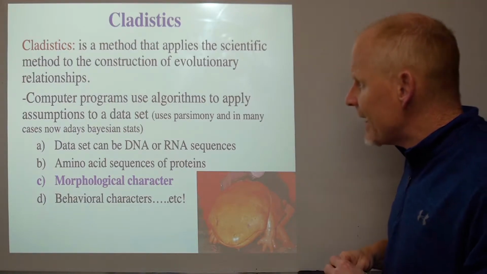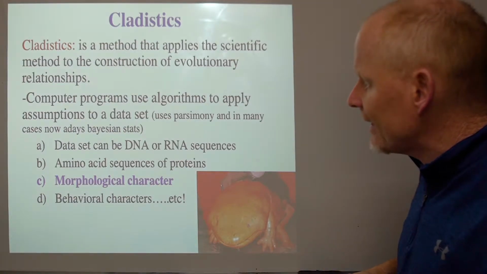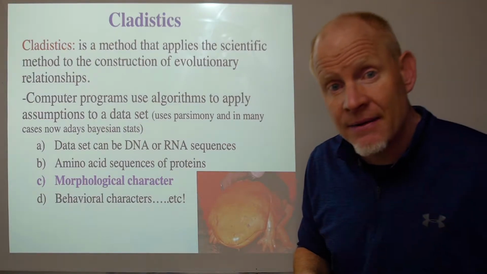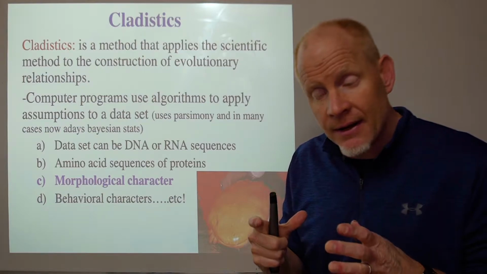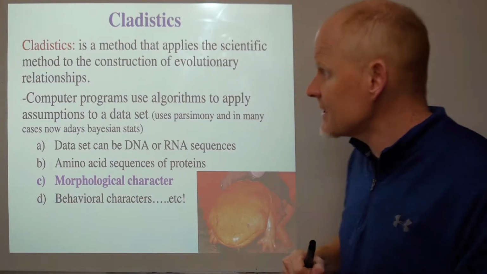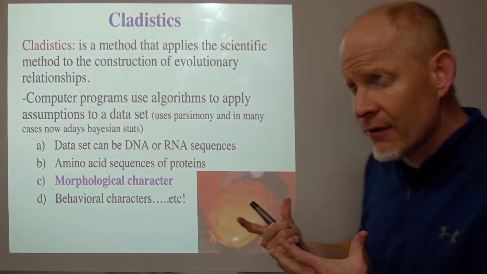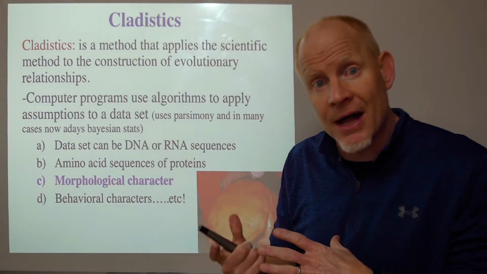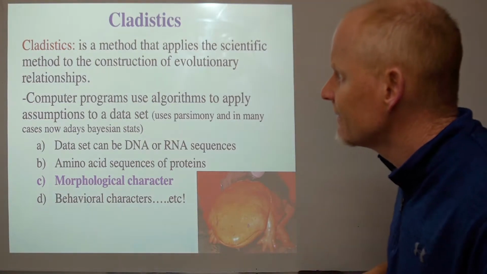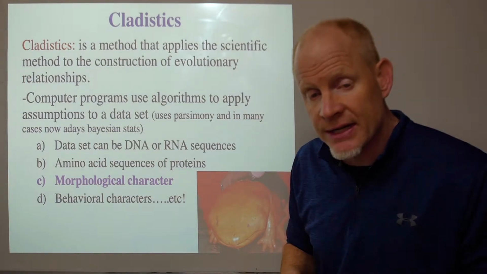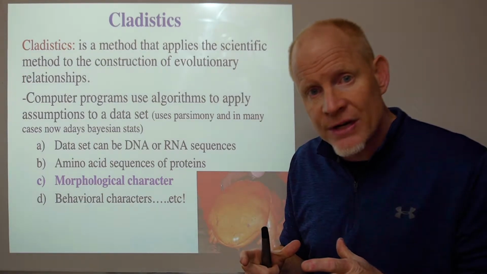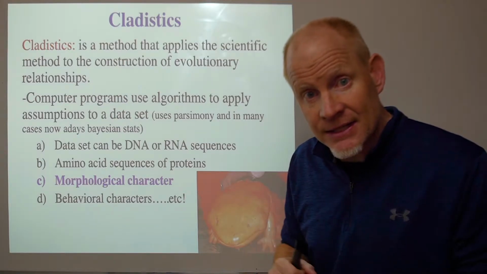So we were talking about how biologists like to try to determine common ancestry or evolutionary relationships between organisms. We're going to stick with vertebrates. And one of the both classical and modern ways to do this now is called cladistics. And it's a method that applies the scientific method to the construction of these phylogenetic trees. Remember, every phylogenetic tree is a hypothesis, right?